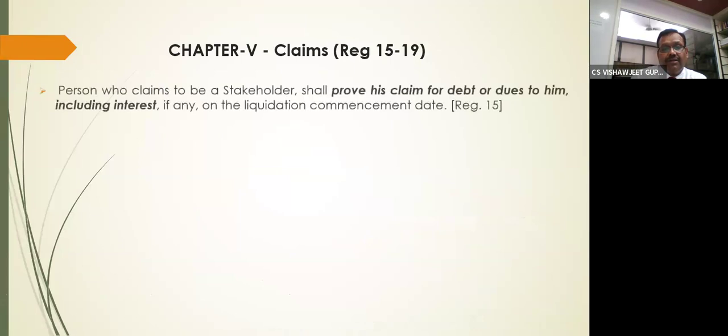So when you publish in the two newspapers and you seek the claims within 30 days from the liquidation commencement date, then any person can file the claims with you, being the liquidator of that corporate person. So a person who claims to be a stakeholder shall prove his claim for debt or dues to him, including interest, if any, on the liquidation commencement date. He will prove the proof of claim to be sent in the following manner.